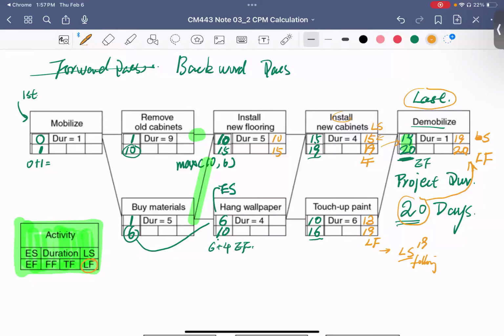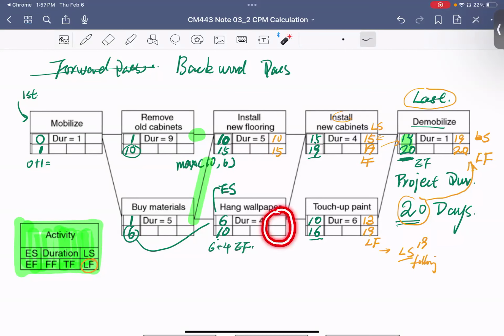So the 15 comes from here, right? It comes from this one. And then you use the 15 minus 5, you get a 10. Okay. Now we have the first challenge one. Who wants to do this?